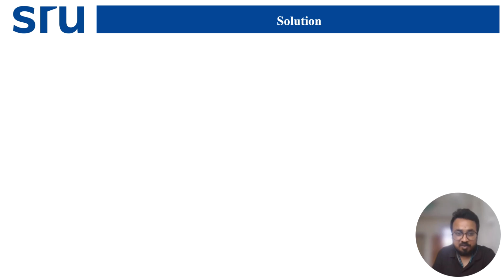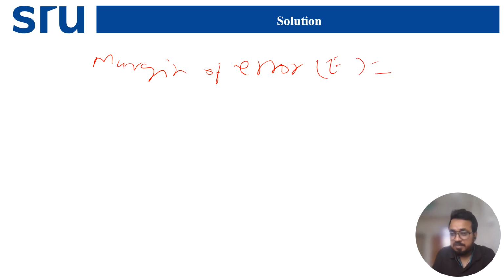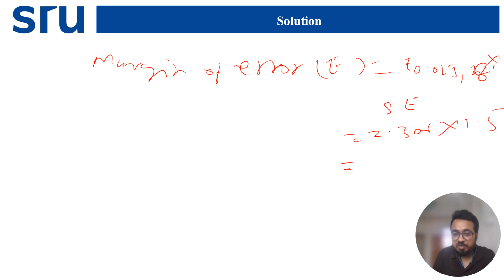So now we will find the margin of error. What is margin of error? Margin of error E is equal to t of 0.025 comma n minus 1, that is 8, into standard error. So this is equal to 2.306 into standard error, which is 1.5. So this is equal to what?